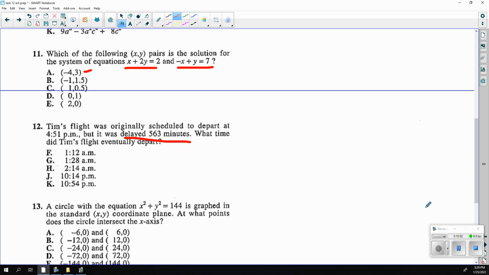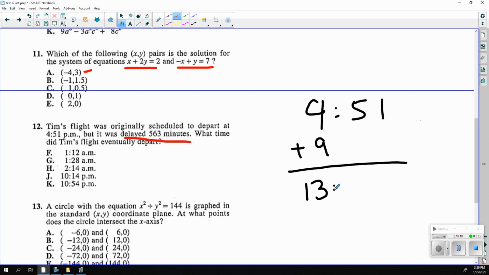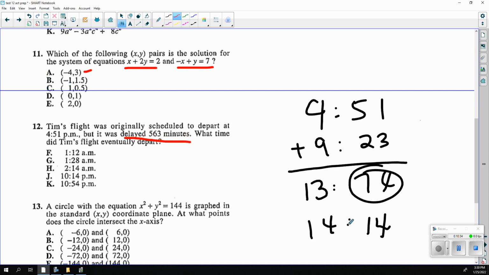So let's add 9 hours to 451. So that would switch it over. When you added 9 hours, that will switch it over to 1 o'clock or 13 o'clock. But look what else you got to do. You got to add 23, so that's 74. So when you add it, that goes over 60 by 14 minutes. So you would add 1, and there's the time. It's 14:14. Well, 14 is 2 hours past. You could have also counted that, no problem.